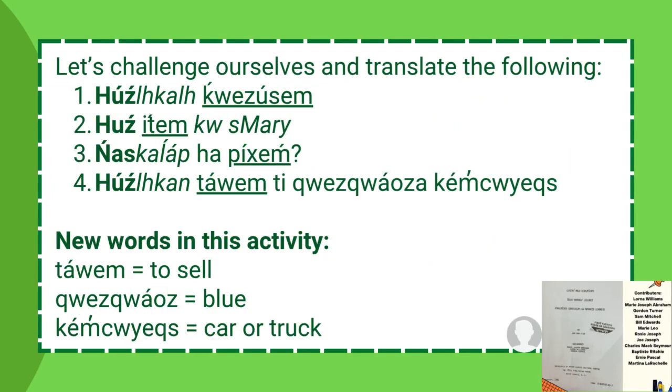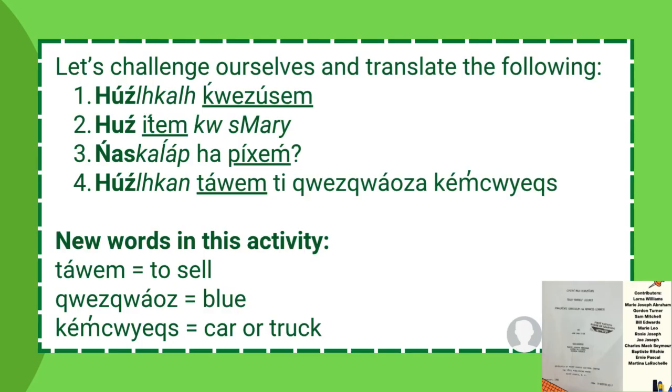All right, so let's challenge ourselves and apply what we've learned in this set of lessons and rules to translate the following. Hulkash illusion. Hul itlam kushmeri. Nash kalap ha pecham. Hulkan tawam ti kwazkwaza kumhyaksh. So new words in this activity. Tawam means to sell. Kwazkwaz, blue, and kumhyaksh, car or truck.